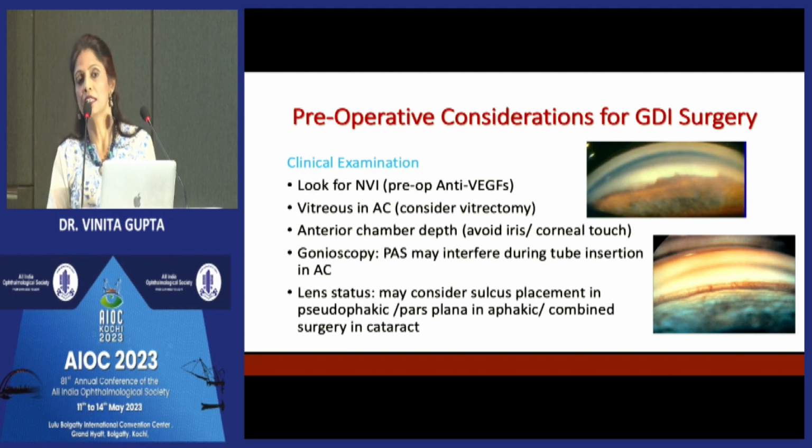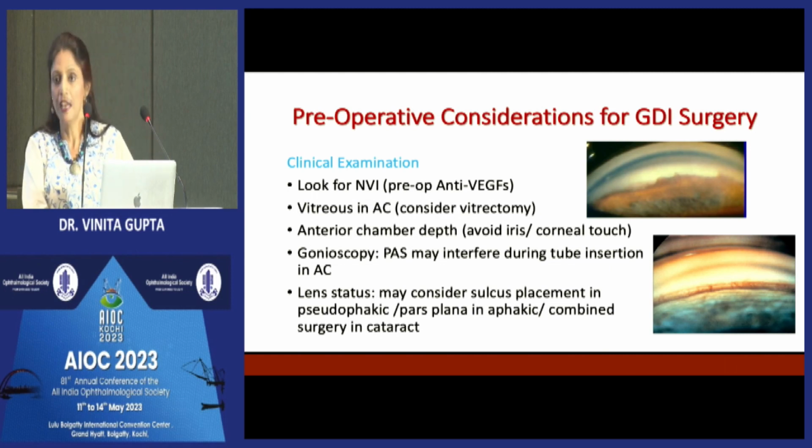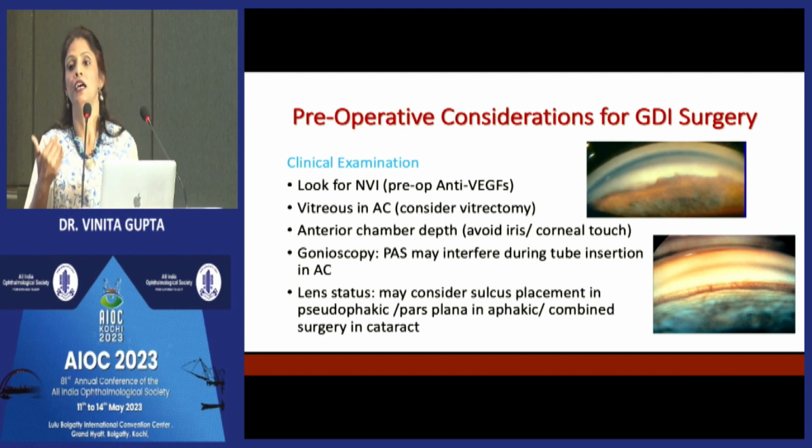A thorough clinical examination is important. On slit lamp, look for any neovascularizations. If neovascularization is there, it is always best to give a preoperative anti-VEGF before you proceed with your surgery. Look for vitreous in the AC, which I've already mentioned. You will need to do an intravitrectomy so that vitreous doesn't block the tube of your implant. Anterior chamber depth, you have to assess. Obviously, if the AC is shallow or there is corneal touch, then you will like to place the implant tube in the posterior chamber rather than in the anterior chamber.